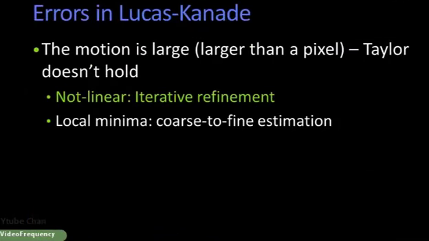But actually, that's not the problem that exists most often. The one that exists most often is that pixel motion is not small. And so you can't just assume that you can tell how things have changed by just doing a very local analysis. So to solve that, we have to do something called coarse-to-fine estimation.